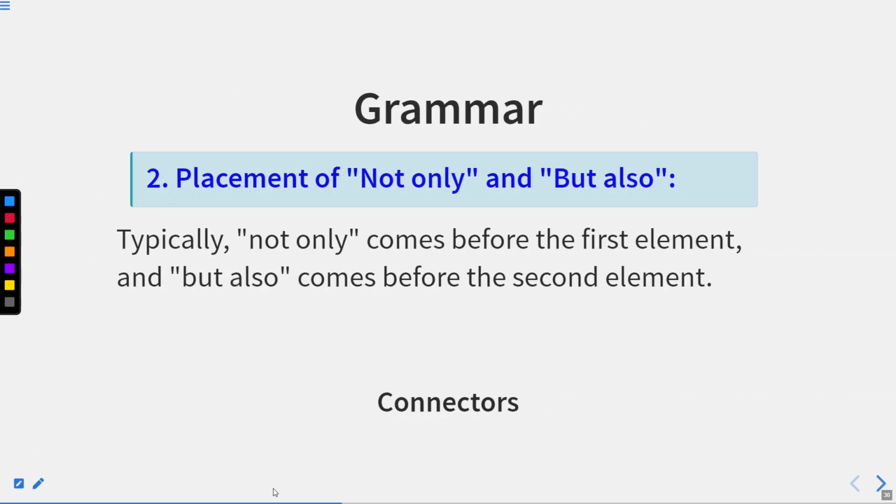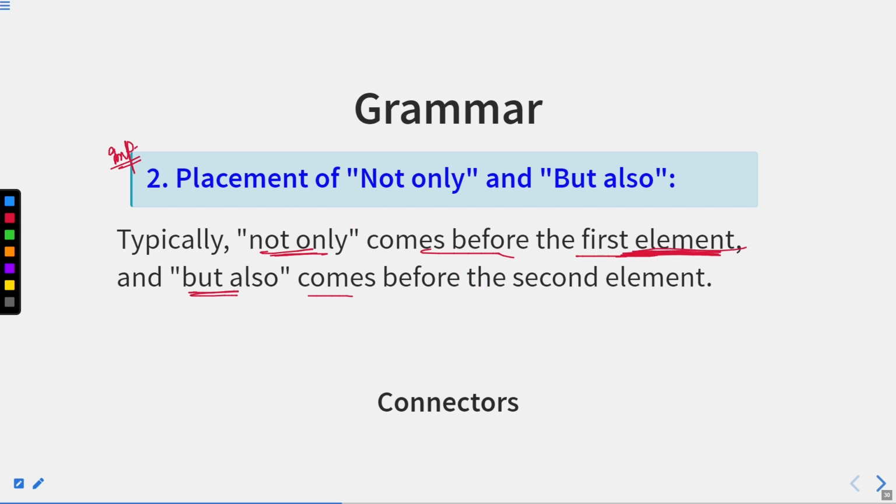Placement of not only and but also. Typically, not only comes before the first element. Now, this is very, very important, because many times errors from this part will be asked, and are asked, and have been asked. So, this you should keep in mind. Typically, not only comes before the first element. Wherever the first element is written, not only comes just before it.